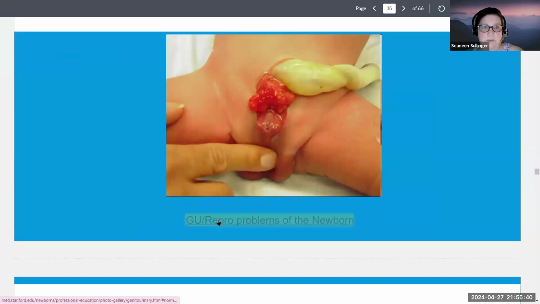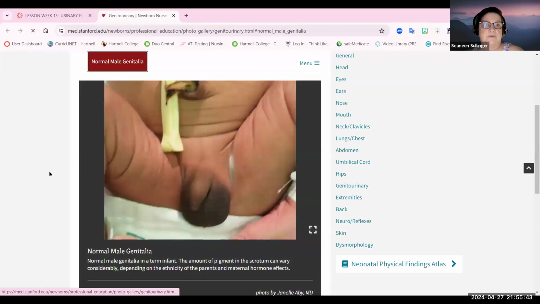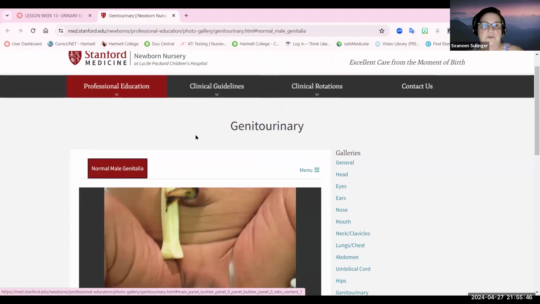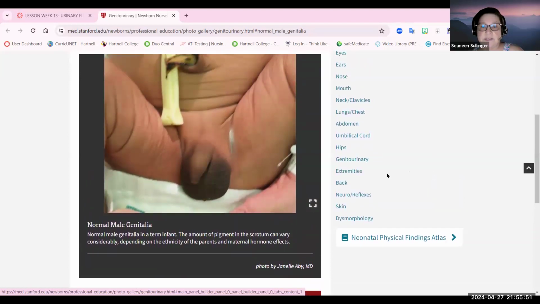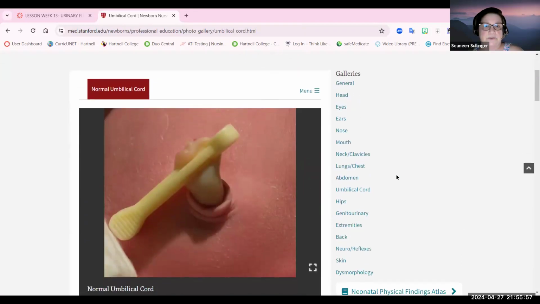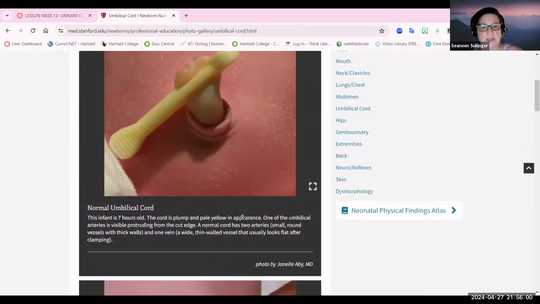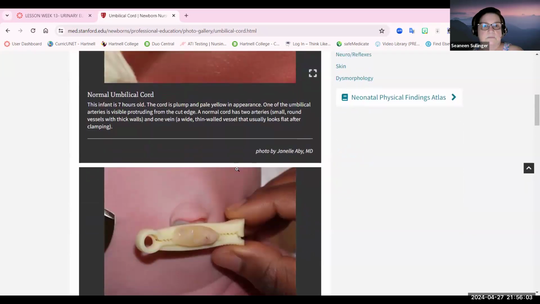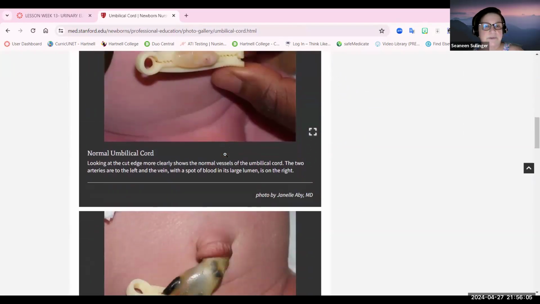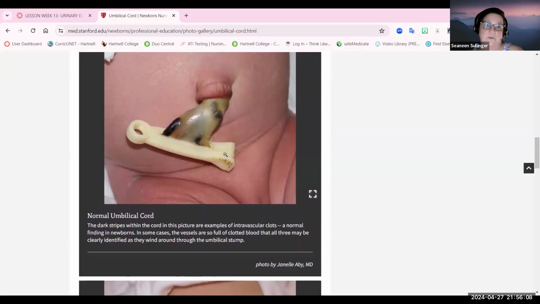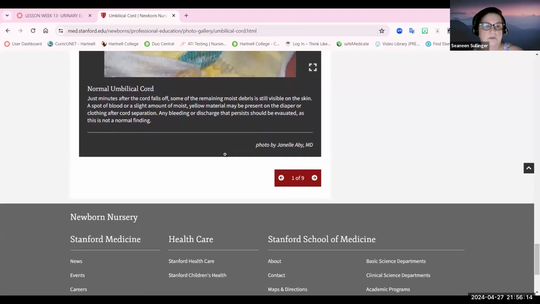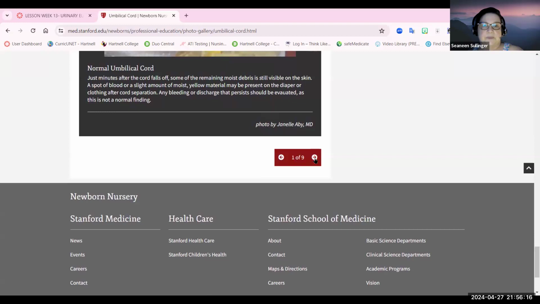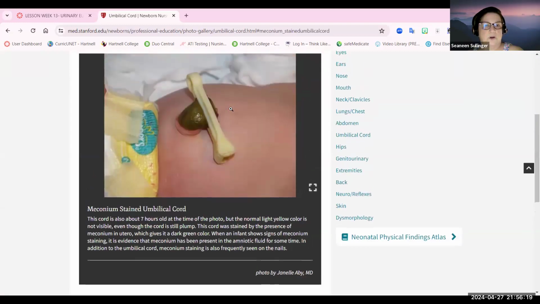This is a great link that will take you to Stanford, and it gives you a lot of physical findings. For example, you can click on any of the areas, and it will show you what it should look like. There we go, and you see the vessels. That's normal. That's still considered normal. It just shows you all kinds of different things that look normal. And then if you continue on, it will continue with more.